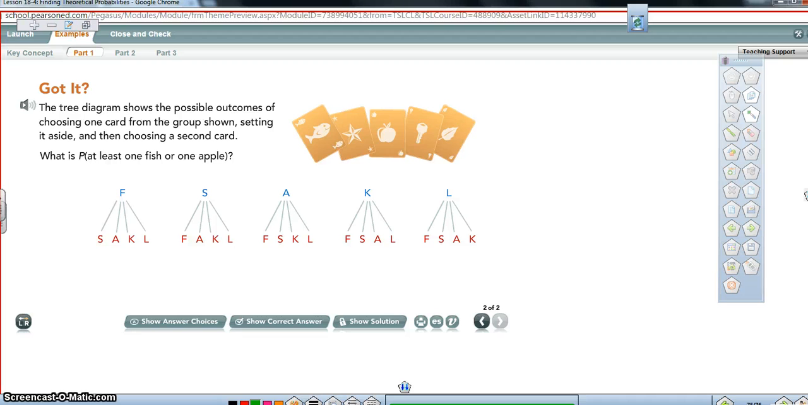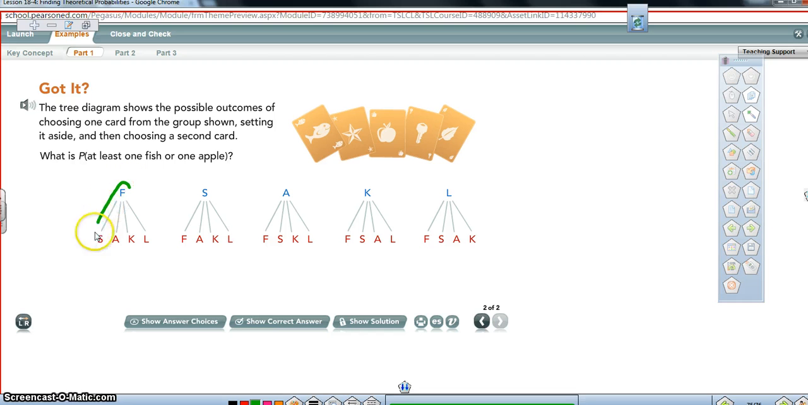In this example, we have a tree diagram instead of a table, and we have the possible outcomes of choosing a card from the group, setting it aside, and then choosing a second card. So you can see that, once you draw the fish, you can't draw the fish again. So they're taking the card out this time, so our sample space has changed. We want to know what's the probability of getting at least one fish or one apple.